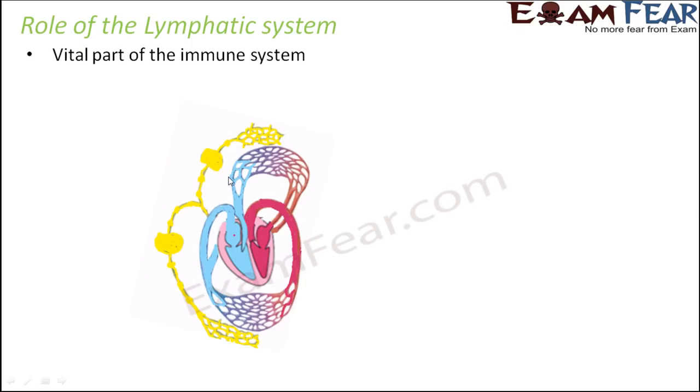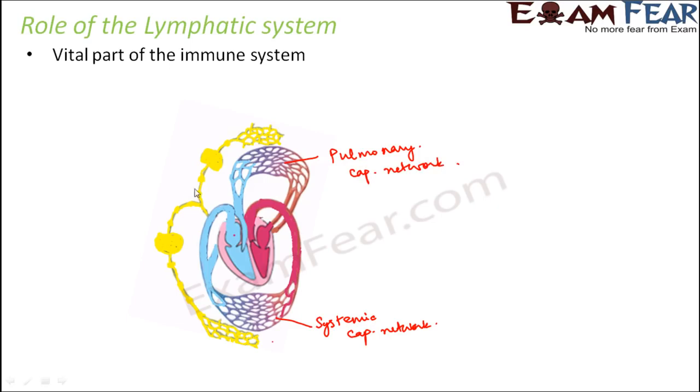Now, as I said, this is the lymphatic system. It is located very close to the blood capillaries. We have two networks of blood capillaries. This is called the systemic capillary network. This particular cycle is the systemic circulation, and this is the pulmonary capillary network because it connects to the lungs, and the word pulmonary is used in connection with the lungs. And this is our lymphatic system.